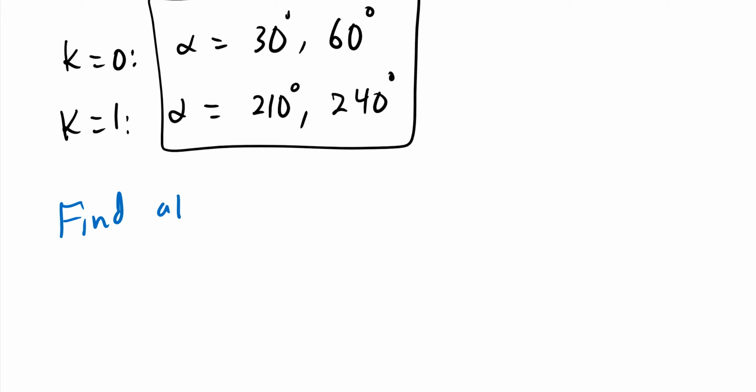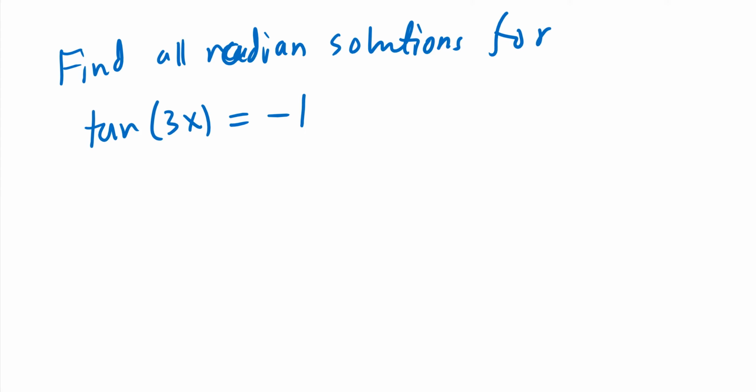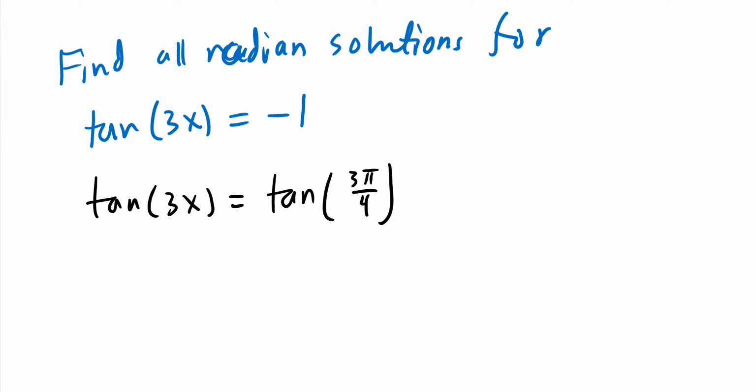What about another one? Find all radian solutions for tan 3x equals negative 1. So how do we do that? Well, what's the smallest angle whose tangent is negative 1? Not 45. 45 would be for 1 only. It would be tangent of 135 degrees, which is 3 pi over 4 radians, because it says radian measures.